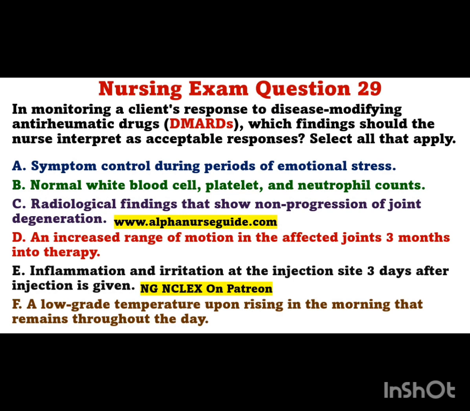In monitoring a client's response to disease-modifying anti-rheumatic drugs, which findings should the nurse interpret as acceptable responses? Select all that apply. A. Symptom control during periods of emotional stress. B. Normal white blood cell, platelet, and neutrophil counts. C. Radiological findings that show non-progression of joint degeneration. D. An increased range of motion in the affected joints 3 months into therapy. E. Inflammation and irritation at the injection site 3 days after injection is given. F. A low-grade temperature upon rising in the morning that remains throughout the day.